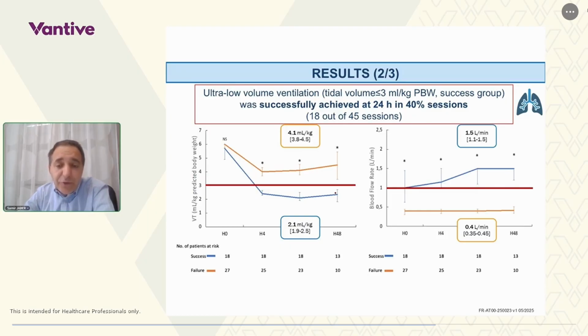This was the first paper showing that we can reach 2.1 ml per kilogram in the median value without side effect. And this was mainly possible in this situation with high blood flow, more than 1 liter per minute. The median value was 1.5 liter per minute. And as you can see, the patient who failed was the patient with 0.4 liter per minute, 400 milliliter per minute, with mainly a limited area of the membrane.